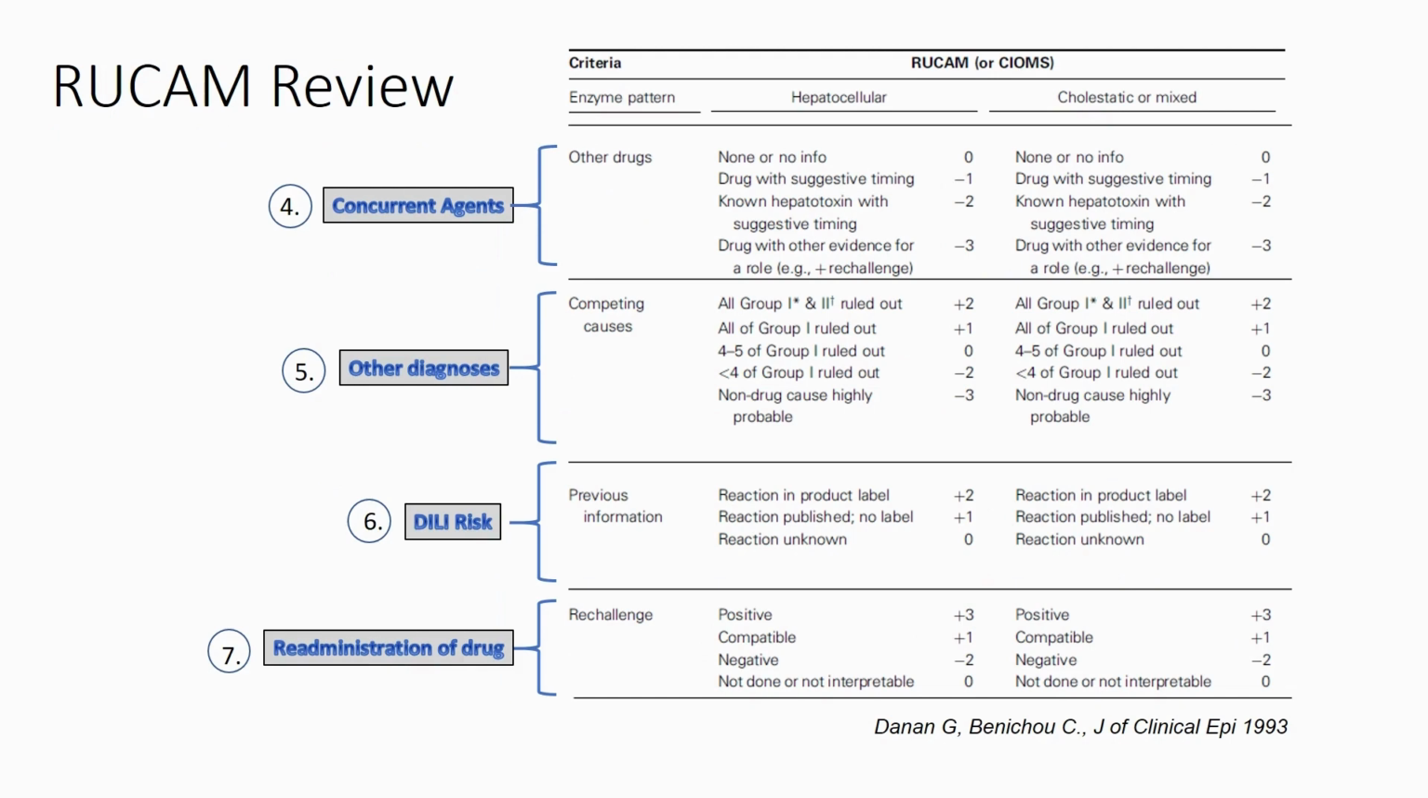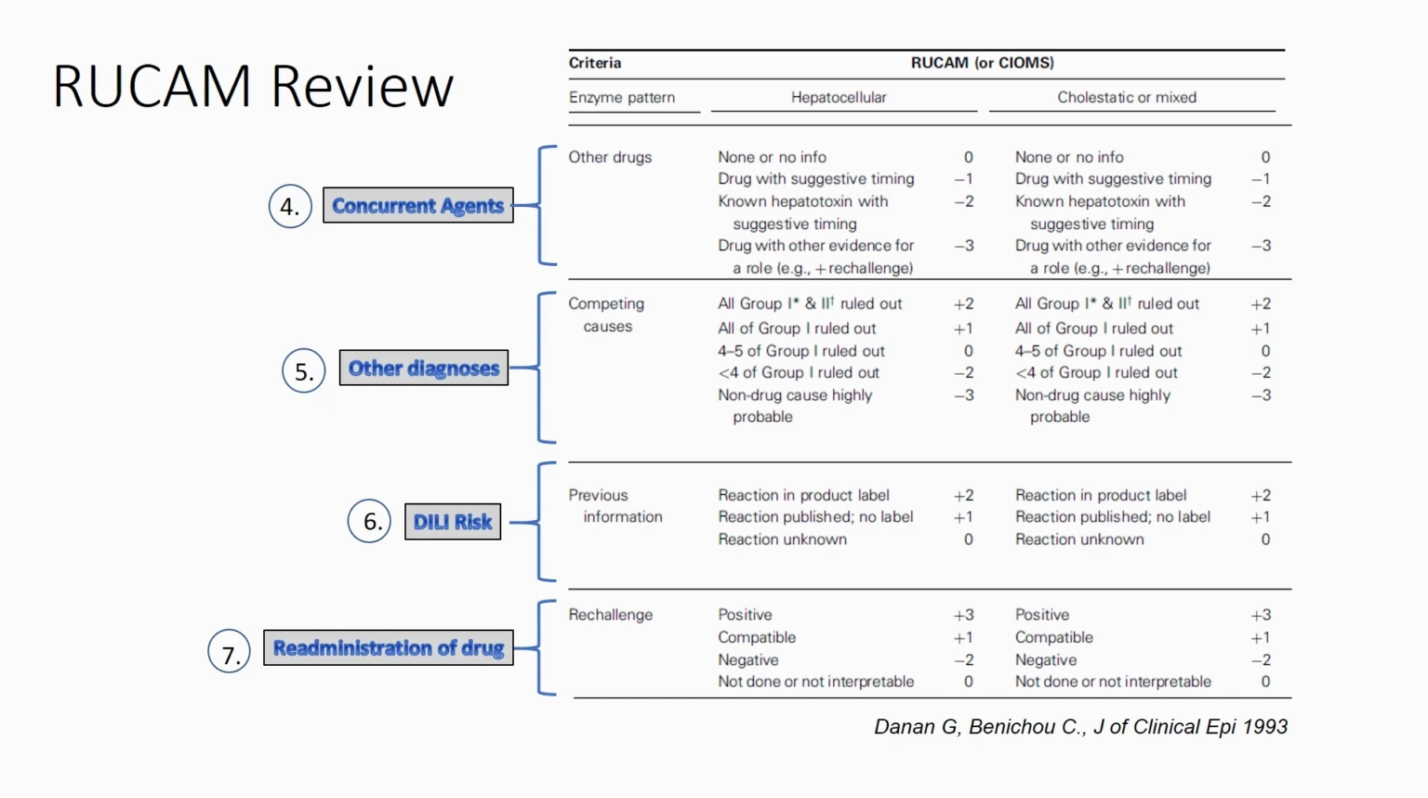Now, the next 4 criteria are shown, and you pick up some more subjectivity as we move through these criteria. For example, concurrent agents. This is where when you have drug A that you're trying to decide is DILI, but there's also drug B that was taken at the same time. So if drug B is a known hepatotoxin with suggestive timing, then you'll penalize drug A by 2 points. Makes sense, but the problem here is that the definition of hepatotoxin and suggestive timing is not clear. It could be different from one user to the other.